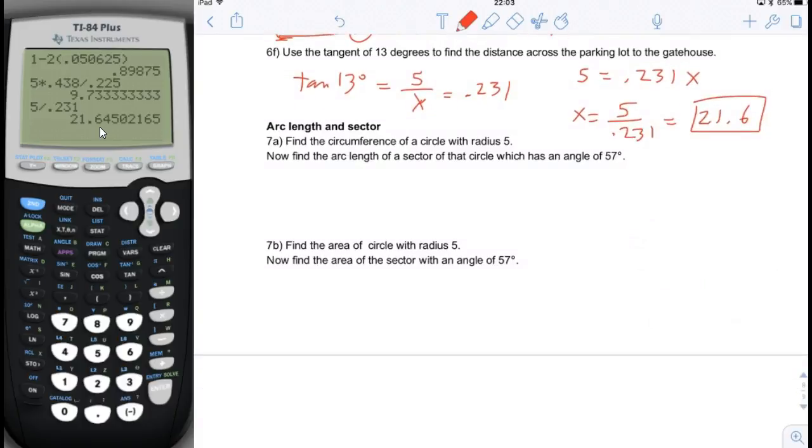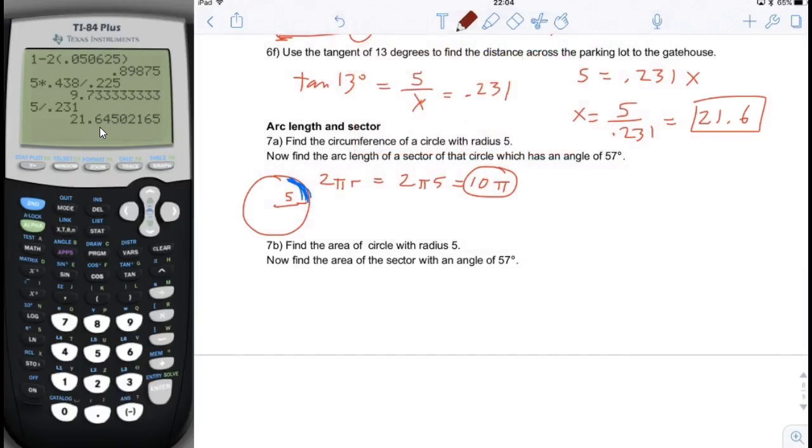Find the circumference of a circle with radius of 5. Okay. If you have a circle with radius 5, then the circumference is going to be 2 pi r, which is equal to 2 pi times 5, which is equal to 10 pi. Okay. Then it says, find the arc length of a sector of the circle that has angle of 57 degrees. 57 degrees. It's about like that. Okay. So how long is that arc length?